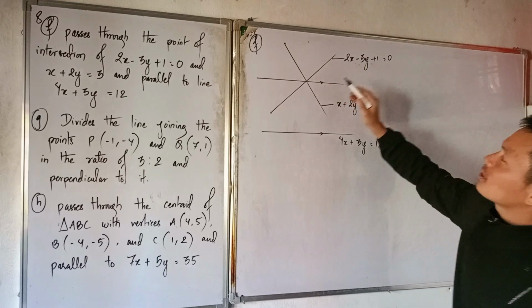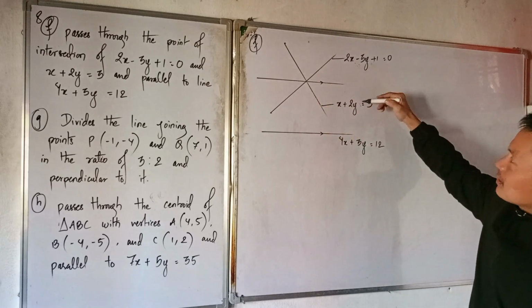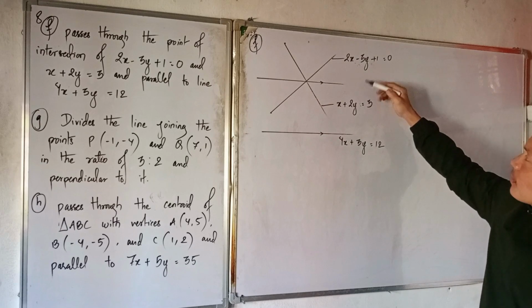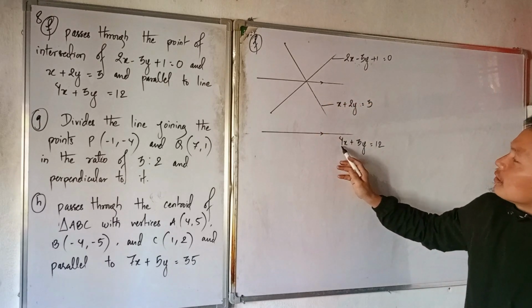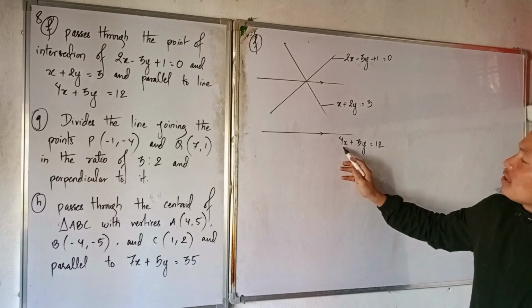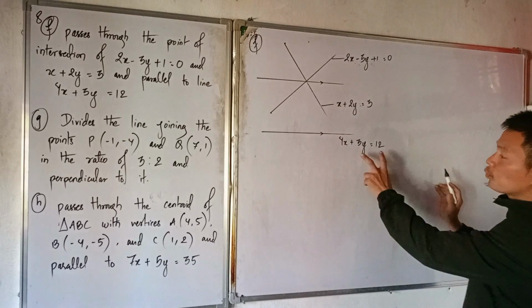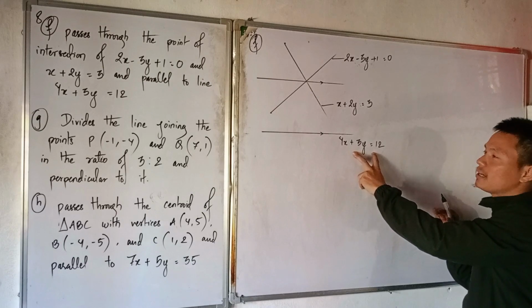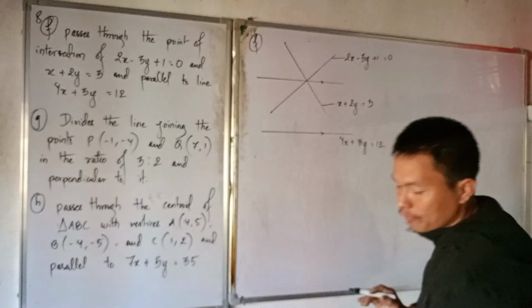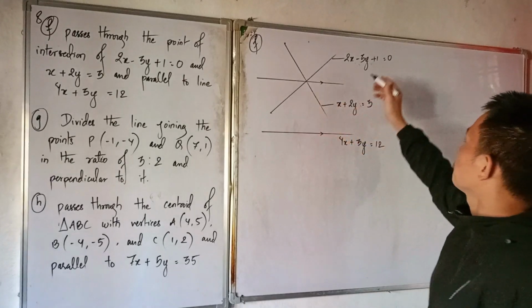How will we get the point of intersection? Just by solving these two equations, you will get the point of intersection, and the line you have to suppose is the line which is parallel to this line. You know what to suppose in that case. So let's go into that. First, find the point of intersection here.